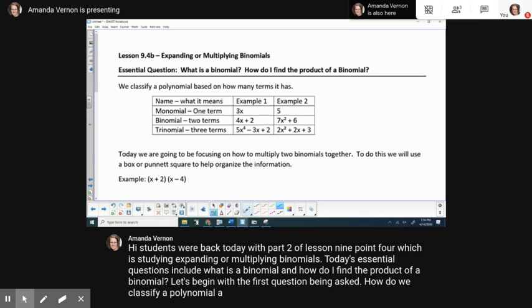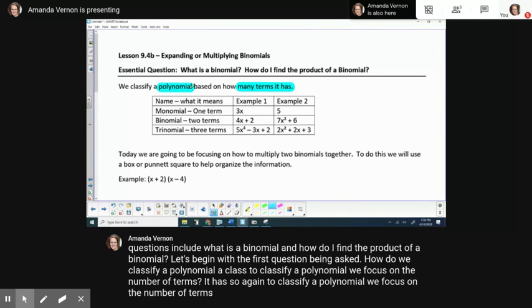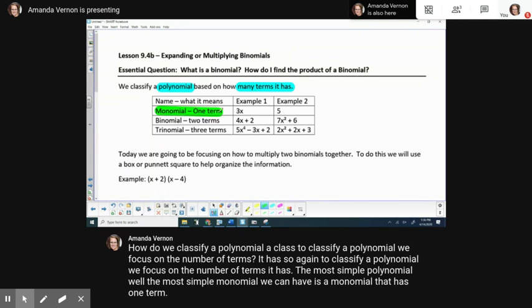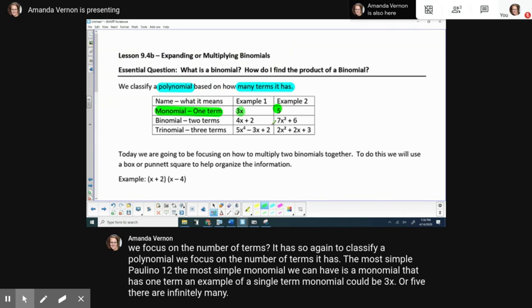To classify a polynomial, we focus on the number of terms it has. The most simple polynomial we can have is a monomial, which has one term. An example of a single-termed monomial could be 3x or 5. There are infinitely many monomials we can write.